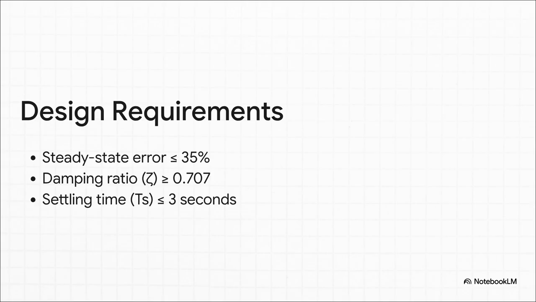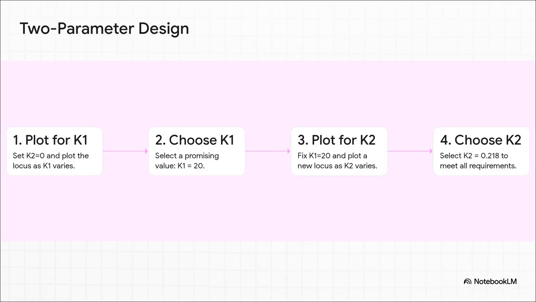And here are those goals. First, it has to be really accurate with low error. Second, the damping ratio, that's zeta. It has to be high enough to make sure it doesn't overshoot its target too much. And third, the settling time has to be super fast, under 3 seconds, so the welder can get to work right away. So how do you map a system with two independent knobs, K1 and K2?